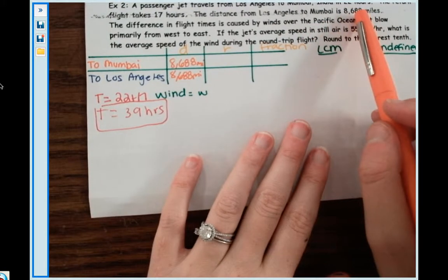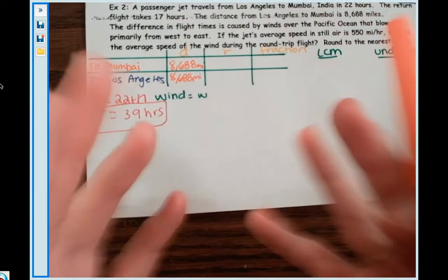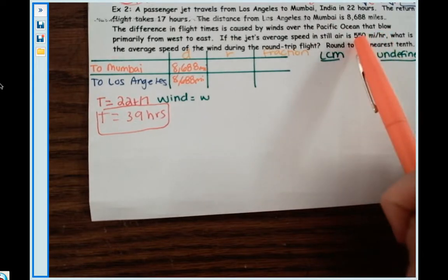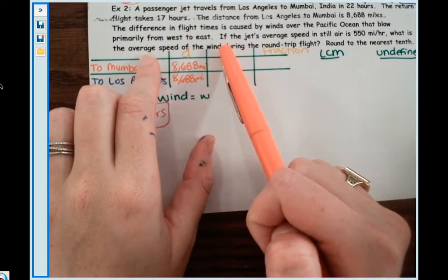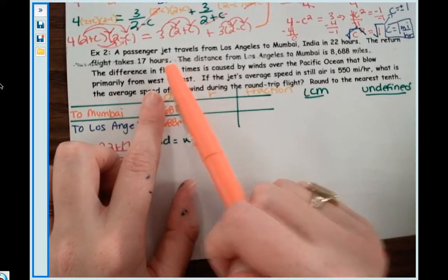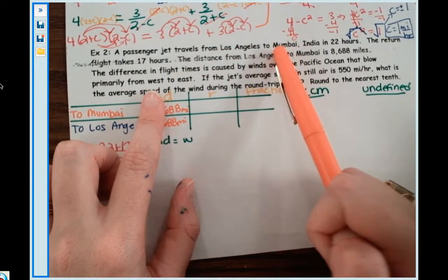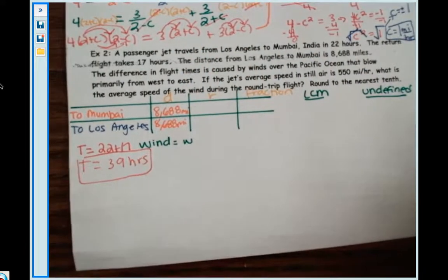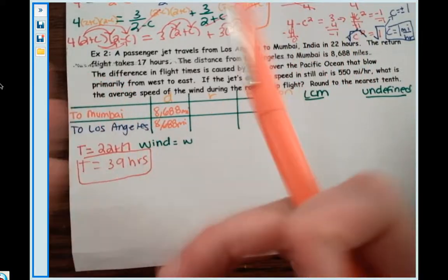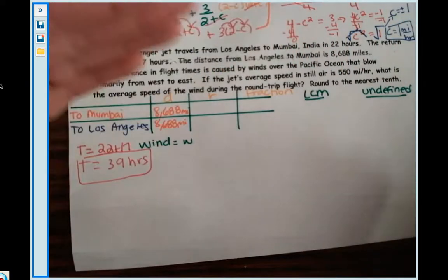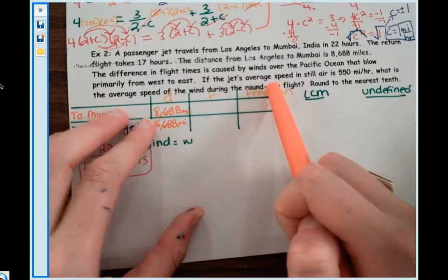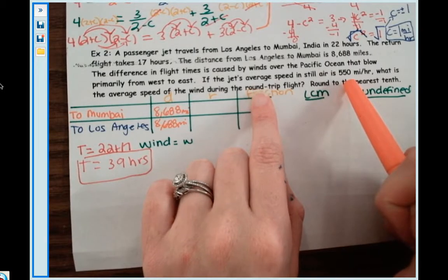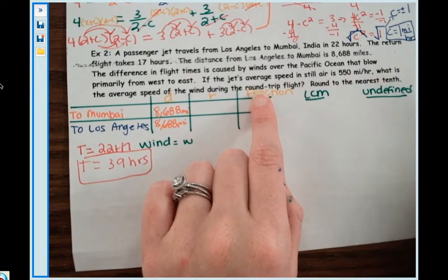All right, now our rate, this is how fast we go through the air. So the difference in flight times is caused by winds over the Pacific Ocean that blow west to east. Even if you don't know which way is west to east or east to west when you go from Los Angeles to Mumbai or Mumbai to Los Angeles, I have another trick in the problem that will help you figure out which rate is going with the wind and which rate is going against the wind. So it says the jet's average speed in still air is 550 miles per hour. So our rate is going to start off with 550 miles per hour.